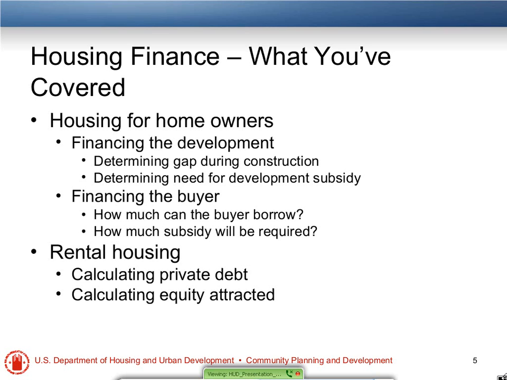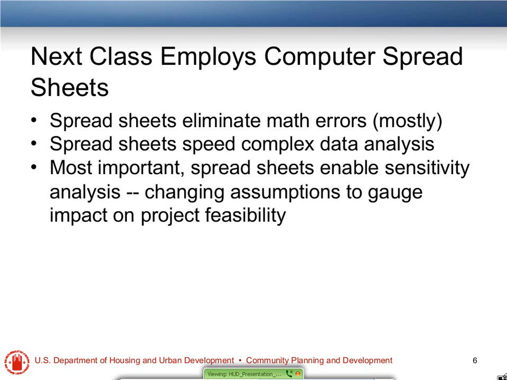On the rental housing class, your HD 420, we basically looked at how to calculate the amount of private debt, in other words, bank debt, that would be attracted to the project based on the lender's ratios and their parameters. We also looked at how equity is attracted to the deal based on the investor terms and whether those investor terms were based on a cash-on-cash or based on a tax credit cents per dollar or based on a more in-depth internal rate of return calculation.